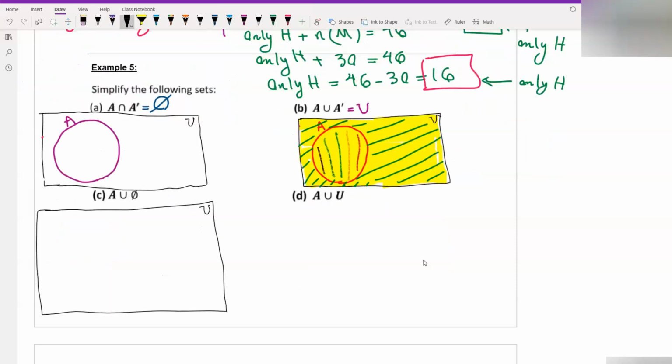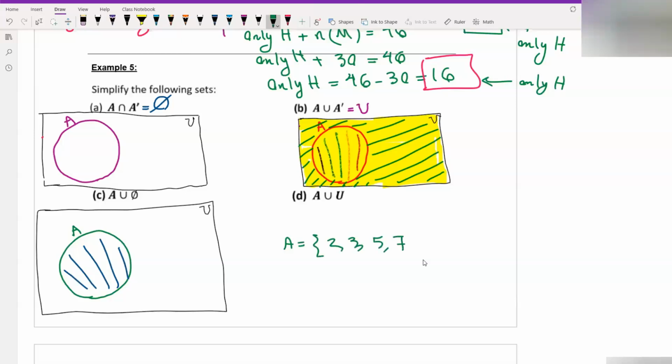Now part C, A union empty set. So we have to combine all the members that we have inside A and also those members that we have inside empty set. We have no members inside empty set. For example, if I had A equal to 2, 3, 5, 7, but empty set is this one. There's nothing. What that means, union between A and empty set is again those members that we have inside A. So it's 2, 3, 5, 7. The answer is A.